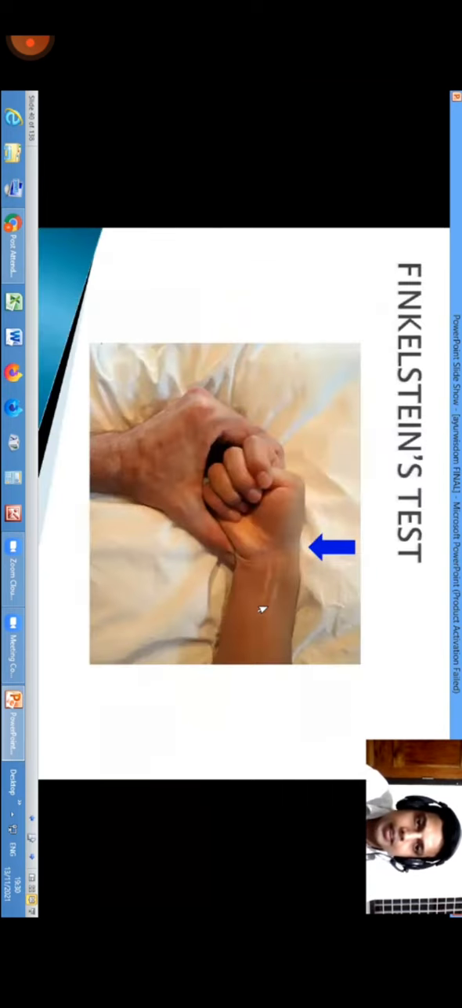And there is a test to rule out this de Quervain's tenosynovitis, Finkelstein's test. The patient is asked to clinch the fist with the thumb inside, and then we give an ulnar deviation to the wrist joint. Then there will be severe pain in this area. This is called Finkelstein's test.